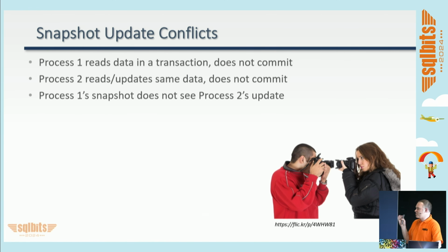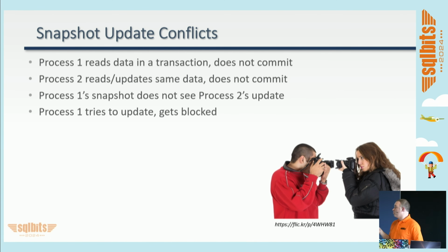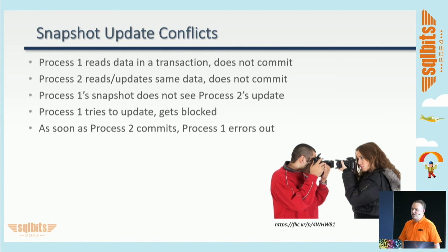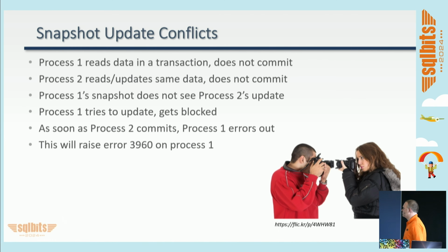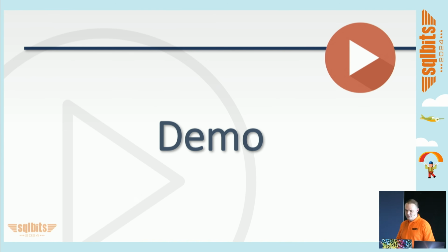Now, process 1's snapshot that was created first isn't going to see what process 2 just did, and it's not going to update it. It's just going to keep looking at its snapshot. If process 1 tries to update now, it's actually going to get blocked because process 2 has changes that are in the pipe, right, that are still not committed. And then what happens is as soon as process 2 commits, process 1 will actually error out, and you will get error 3960 on that process. So let's see how this works in a demo here.